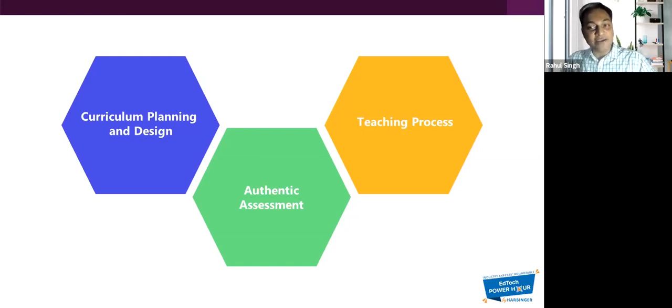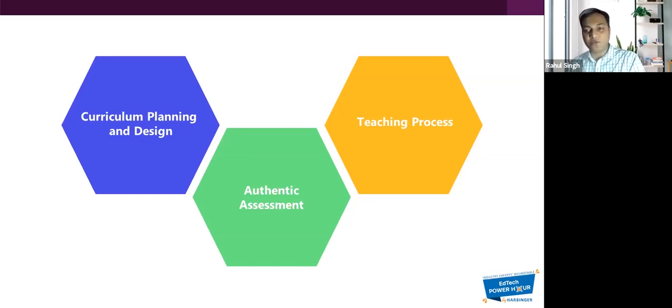Now we can come back and definitely question that, hey, these components are part of every education model. That is correct. More or less, every education model will have these components. The only difference is, what is the definition of these components in an outcome-based education model? For example, teaching process. In the conventional or standard education model, teaching process is about completing the curriculum in a given time period.